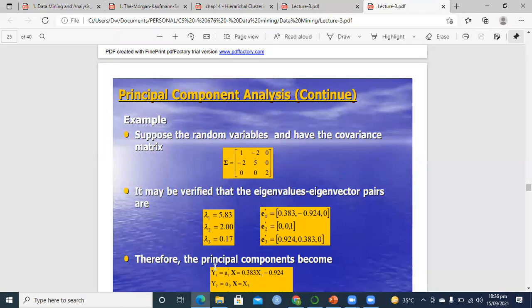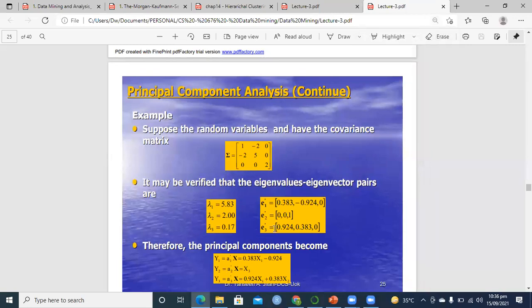And that's why we say y1 is equal to, suppose the coefficient is 0.383 x1 and minus 0.924 x2, and 0 times x3. And for the second one, 0 x1, 0 x2, and x3. And for the third one, 0.924 x1, 0.383 x2, and 0 x3. So you see, when we do eigenvalues and eigenvectors, we can have the new transformed variables, and these eigenvector values are the principal loading values for your PCA.